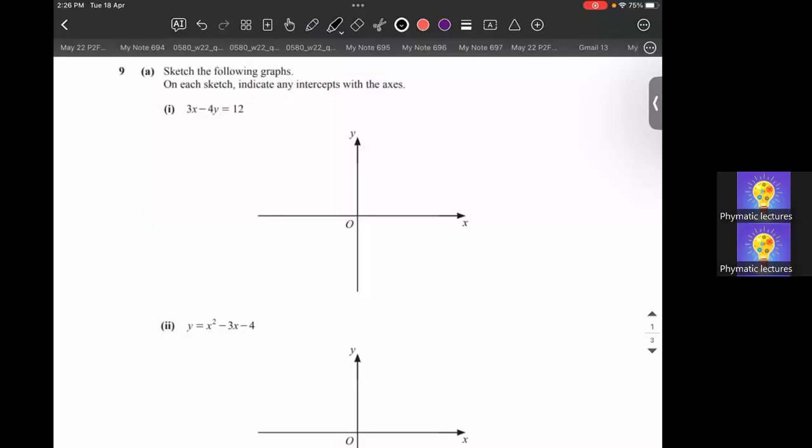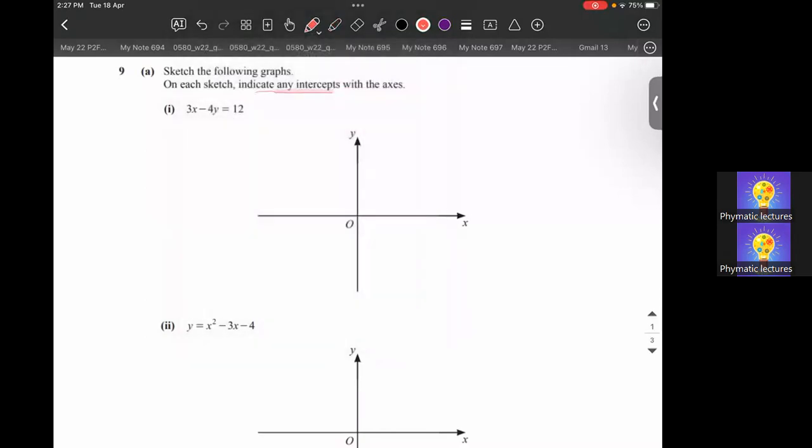Okay, so in this question, sketch the following graphs. On each sketch, indicate any intercepts with the axis. So while sketching, the examiner is also expecting us to mention the intercepts. Correct? Okay, perfect.